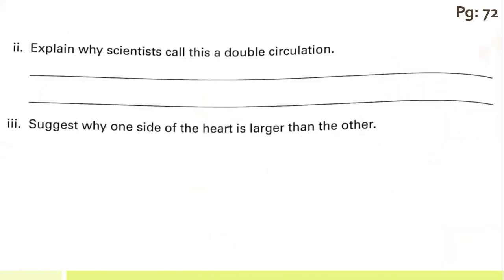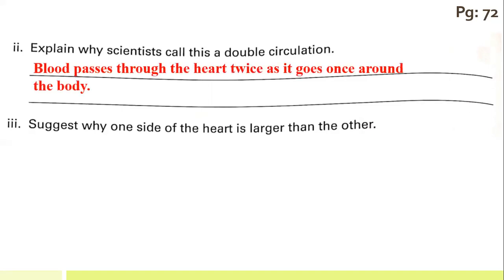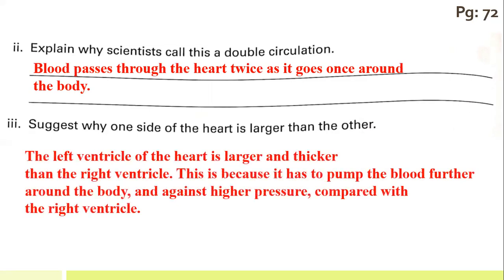The second part of this question is: explain why scientists call this a double circulation. Because the blood goes twice through the heart as it goes once around the body. The third part of this question is: suggest why one side of the heart is larger than the other. The reason behind it is that the left ventricle of the heart is larger and thicker than the right ventricle. It is because it has to pump the blood further around the body and against higher pressure compared with the right ventricle.